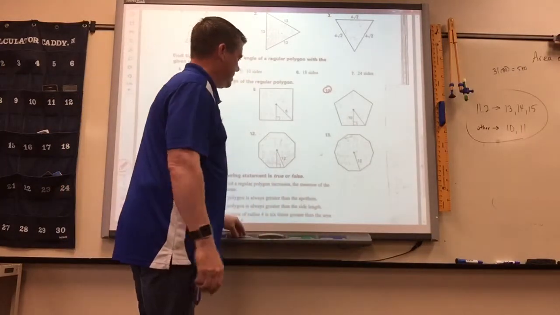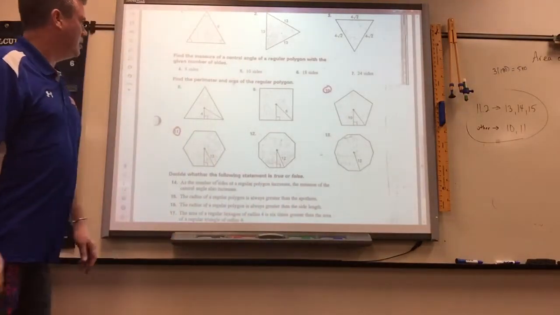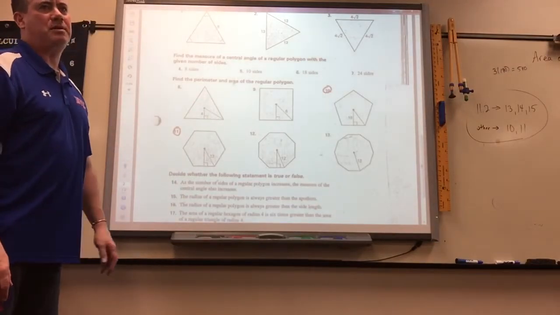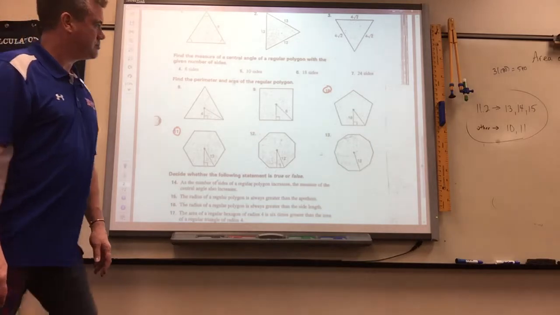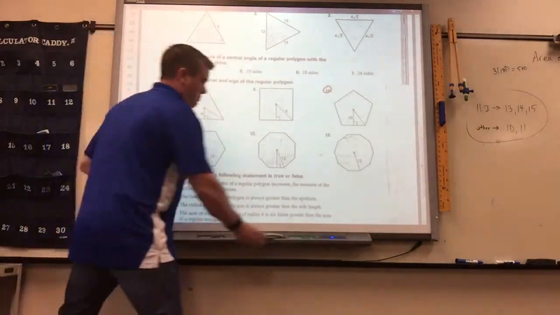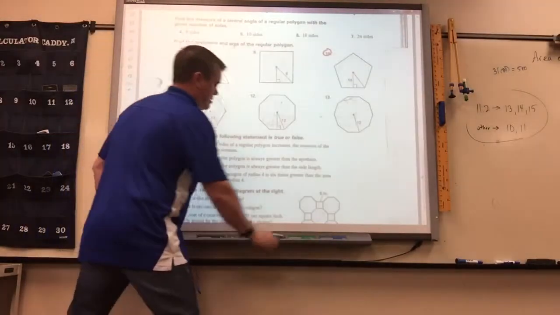Is cosine opposite over adjacent? Yep. So, I'll do one of each, so I'll do on the back side these two problems with you. Let's do the hexagon first, number 11, because that's the easiest.